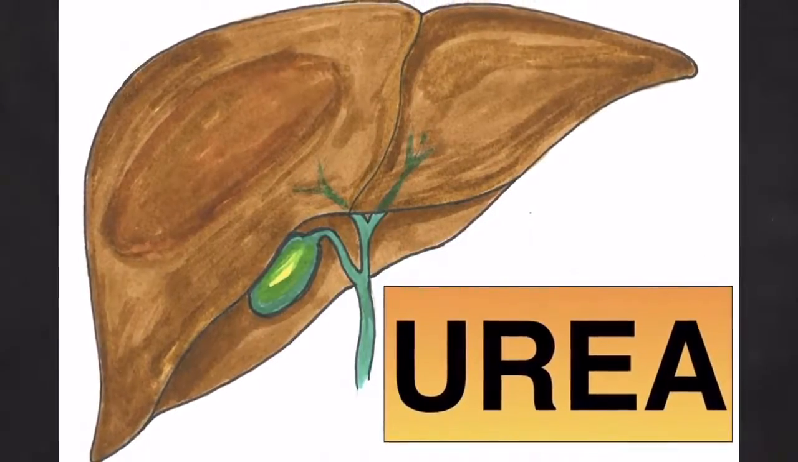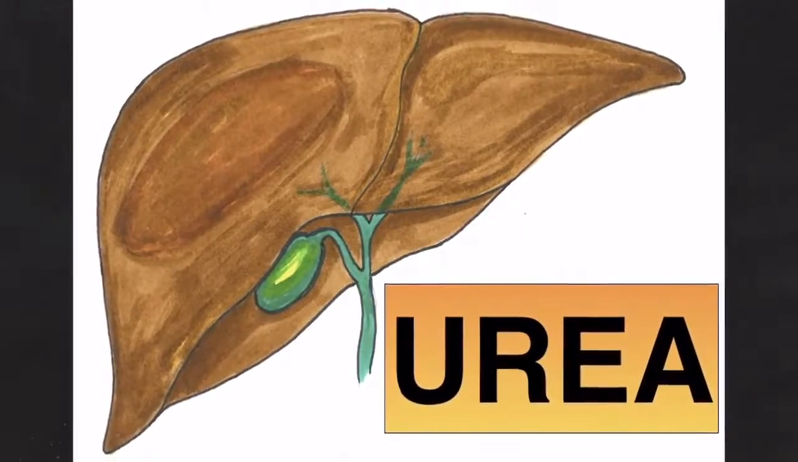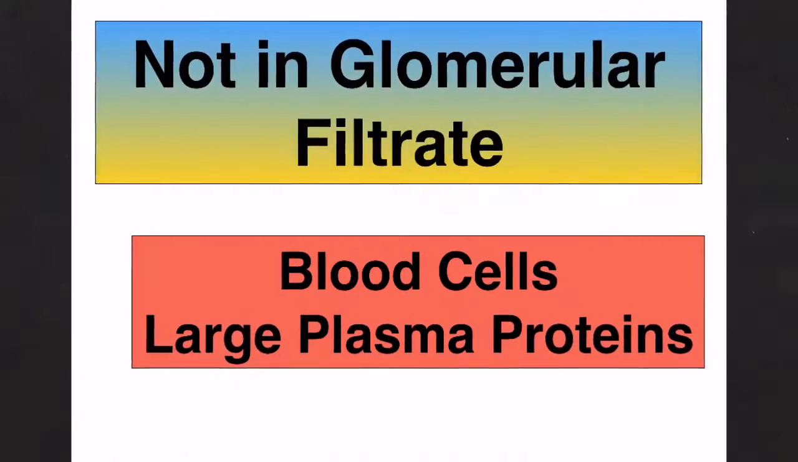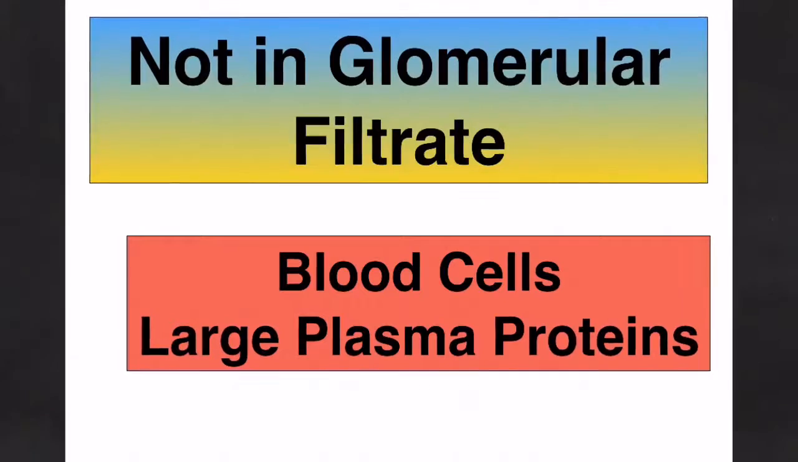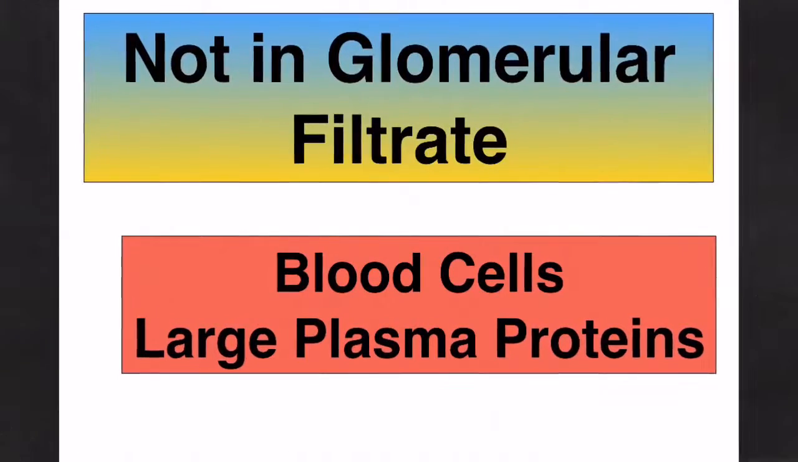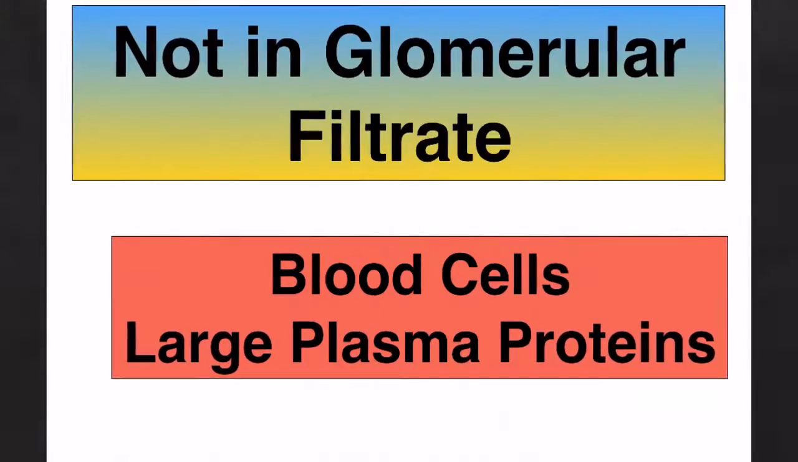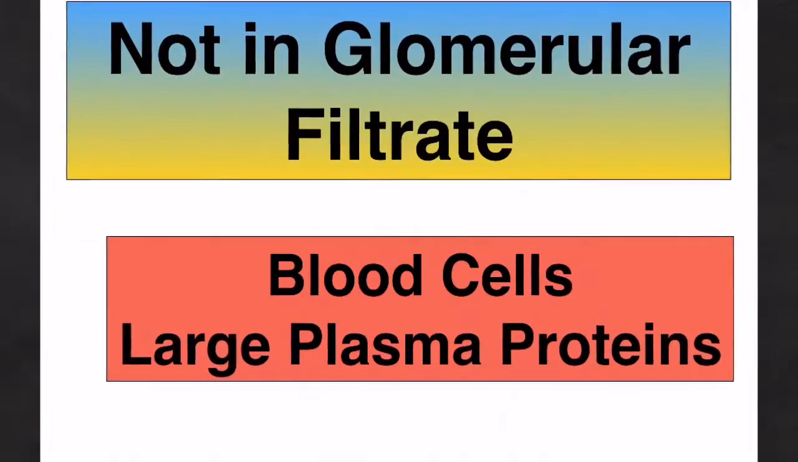Glomerular filtrate also contains urea, formed in the liver from the breakdown of excess protein. Also some amino acids, and not forgetting vitamins. But it's very important to know what's not in the glomerular filtrate. Well, anything that's too big to fit out through the walls of the glomerulus, so blood cells and large plasma proteins are not in the glomerular filtrate.